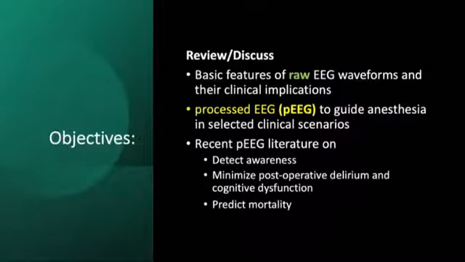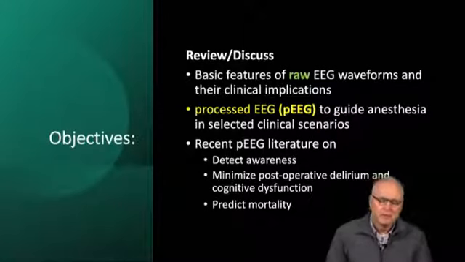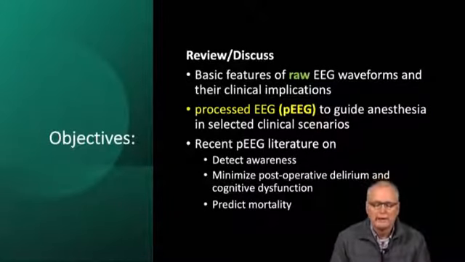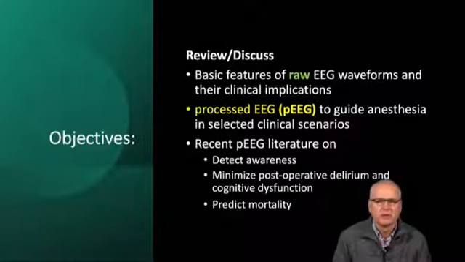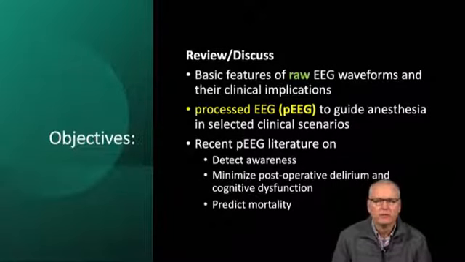In terms of objectives, I'd like to talk about the following. Basic features of raw EEG waveforms and their clinical implications. Processed EEG to guide anesthesia in selected clinical scenarios, five of them. And recent literature on processed EEG and detecting awareness, minimizing postoperative delirium and cognitive dysfunction, and, if we get enough time, predicting mortality.